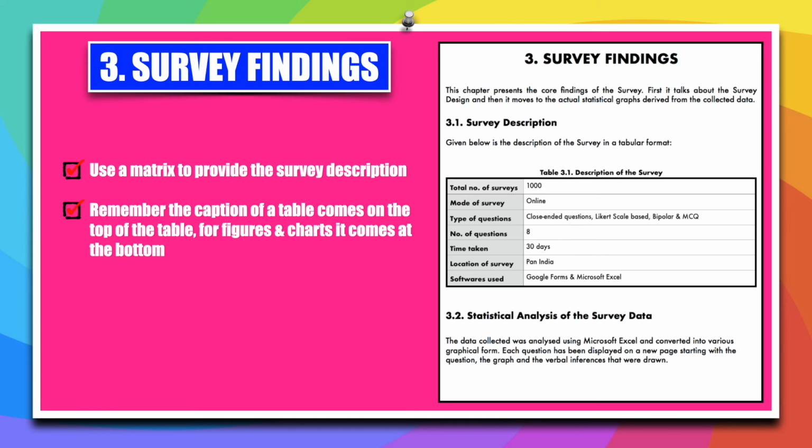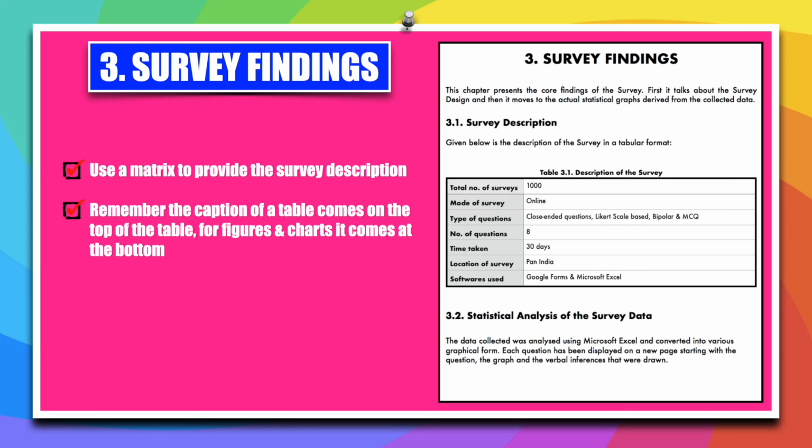Total number of surveys that were done were 1,000. The mode of survey was online questionnaires. Type of questions were close-ended questions only. Some were Likert scale based, some were bipolar, and some were simple MCQs. The total number of questions used in the survey were 8. The time taken was 30 days to collect all the 1,000 questionnaires. The location was all over India, and the software used were Google Forms and Microsoft Excel to calculate the collected data.